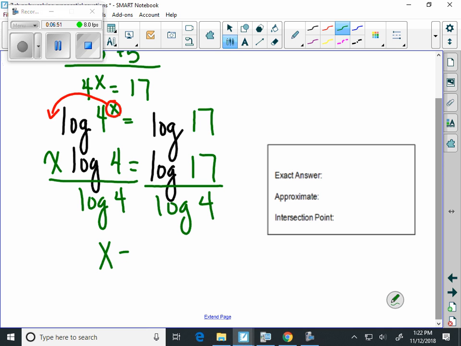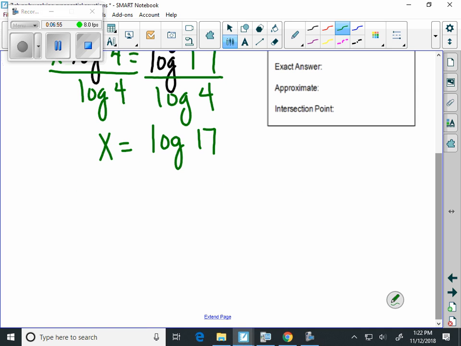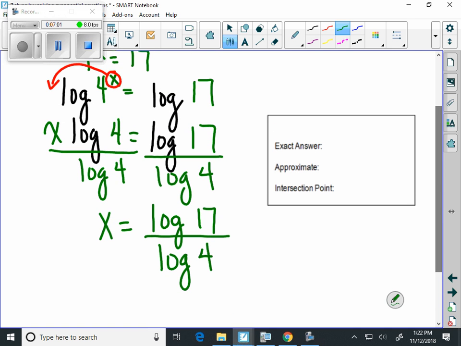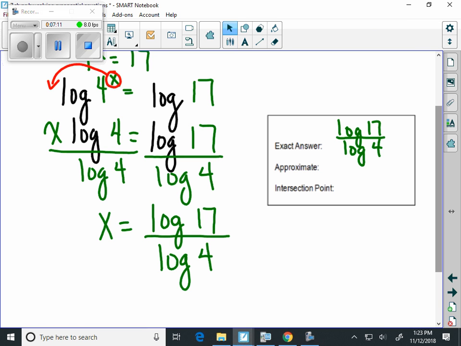And we end up with x equals log 17 divided by log 4, which is our exact answer. Log 17 divided by log 4. Our approximate value, then, is going to be what we get when we type that in.